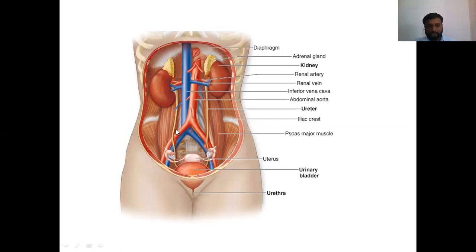Its upper part is seen in the abdomen. See, this is the abdomen, this area below the diaphragm. And this lower part is known as the pelvis. So we can conclude that the upper part of the ureter is seen in the abdomen and the lower part of the ureter is seen in the pelvis.